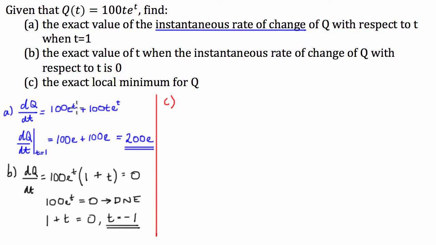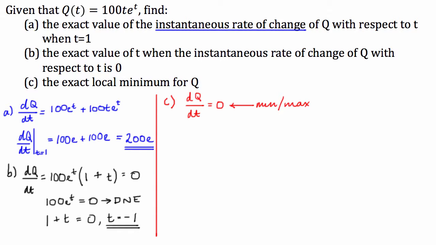Now, it says the exact local minimum for Q. So a minimum is going to occur when the rate of change of Q with respect to T is equal to 0. Now this question has been really nice to us and has given us the question prior; we've worked out what the value of T is when the derivative of the function is equal to 0.